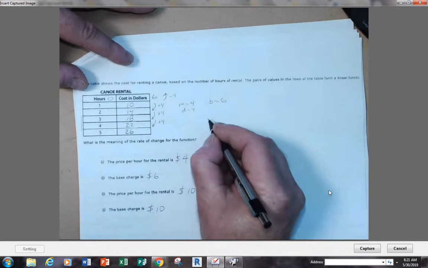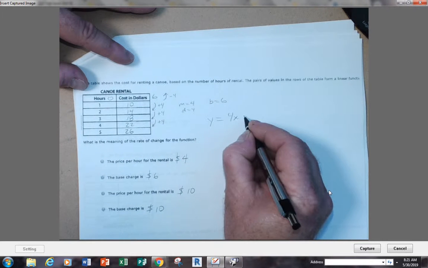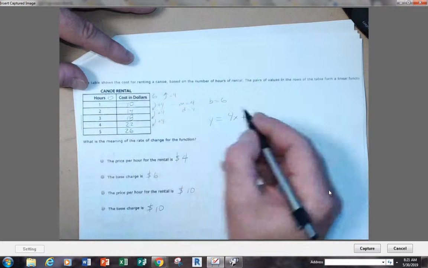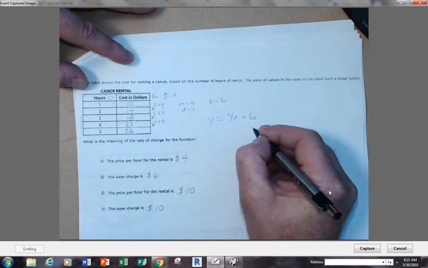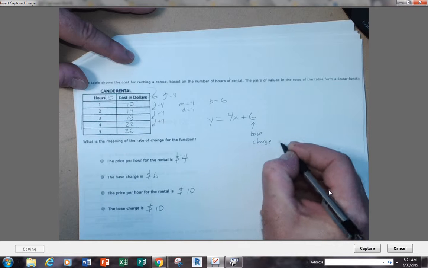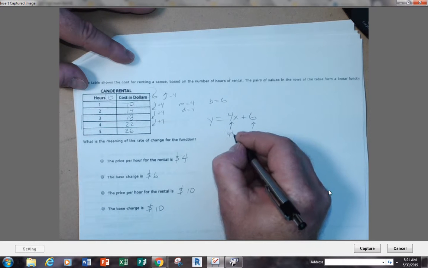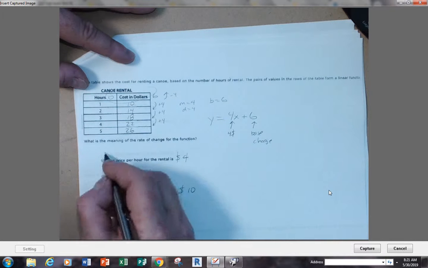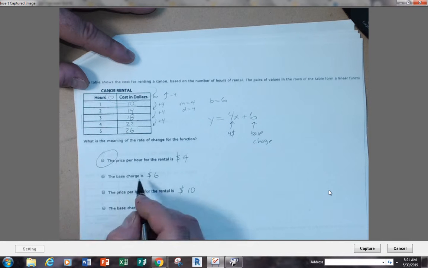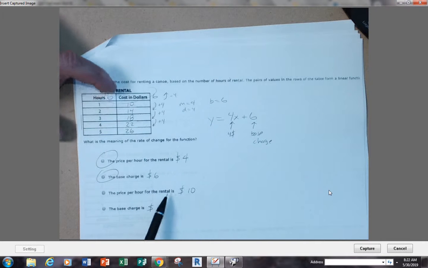This equation is y equals that number in front of x plus the zero term in the table. That's my base charge right there, how much I'm paying after renting it for no hours. That's my price per hour. So here we go. Price per hour of $4, yes. Base charge 6, yes, right away. And then the 2 ones they're trying to bait you. 10 and 1, nope.